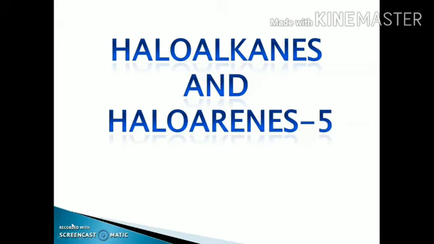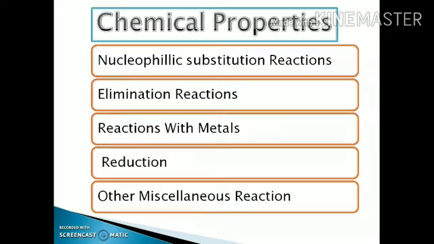The reactivity of the haloalkanes and the haloarenes mainly depends on the nature of the halogen atom and the nature of the alkyl group or the aryl group. In this section, we will discuss properties of the haloalkanes and the haloarenes like the nucleophilic substitution reactions, elimination reactions, the reaction with the metals, reduction, and other miscellaneous reactions. Let us discuss these reactions of the haloalkanes and haloarenes one by one.